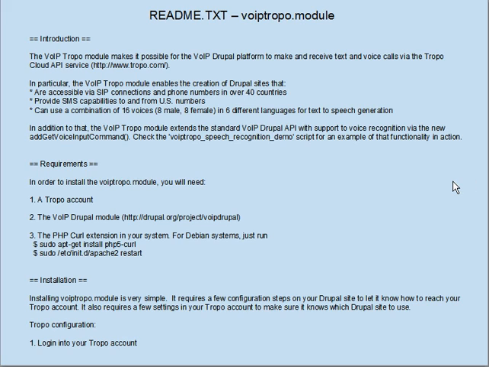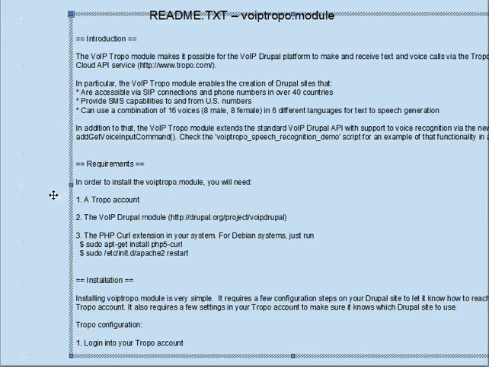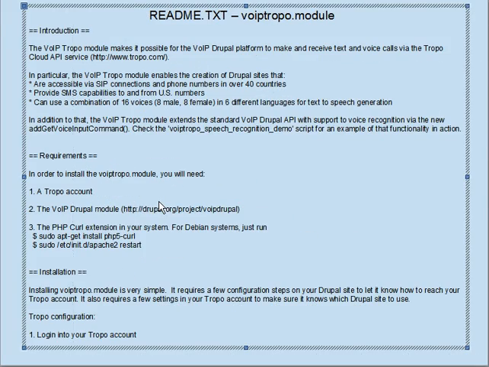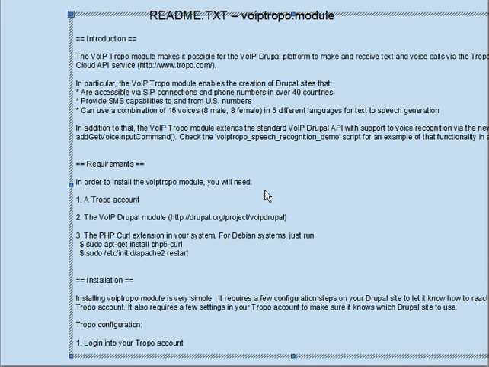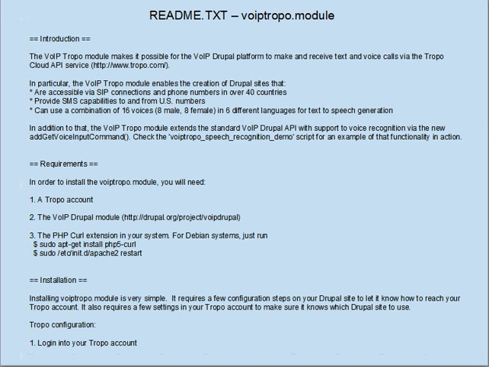This is a sample README file from the VoIP Tropo module. Now, this is a submodule that comes within your VoIP Drupal package of modules, and it has a README file in it, and it says, I will need a Tropo account. Well, you knew that because of this webinar today. You knew that you would need a Tropo account, but if you had just downloaded this from the web, you might not know that you needed a Tropo account, and you might have thought everything was included, so you would be stuck and wondering, why isn't your application working?